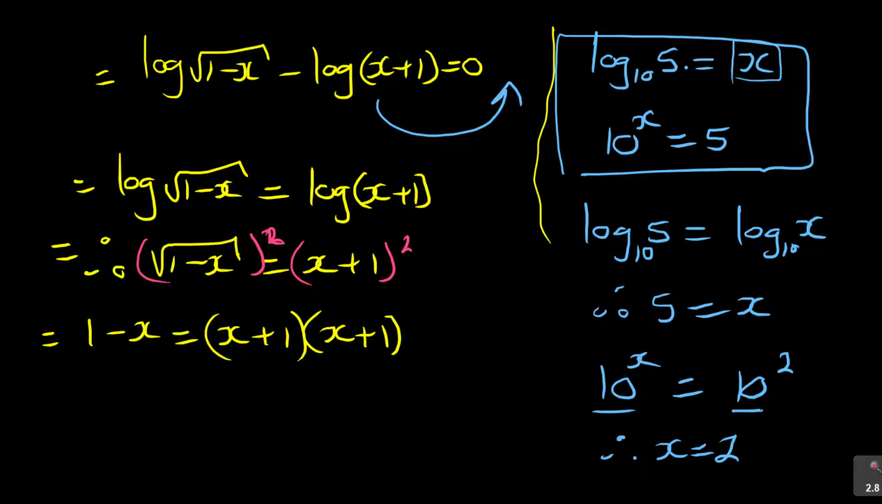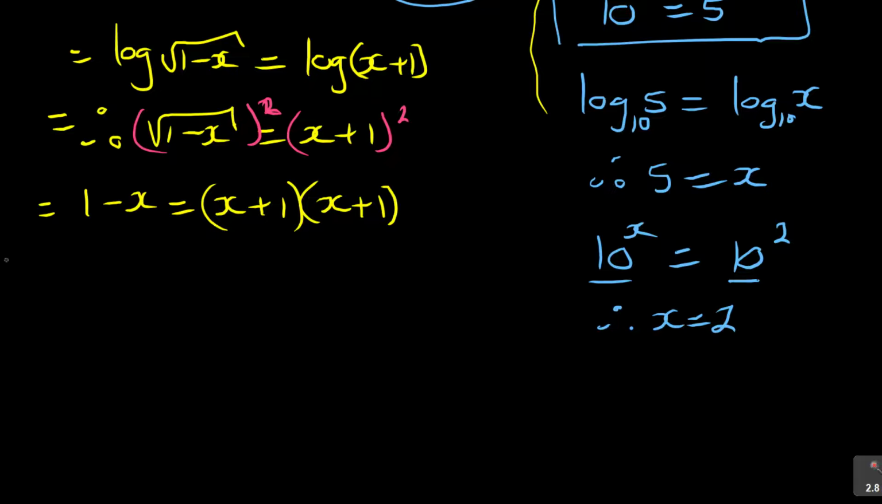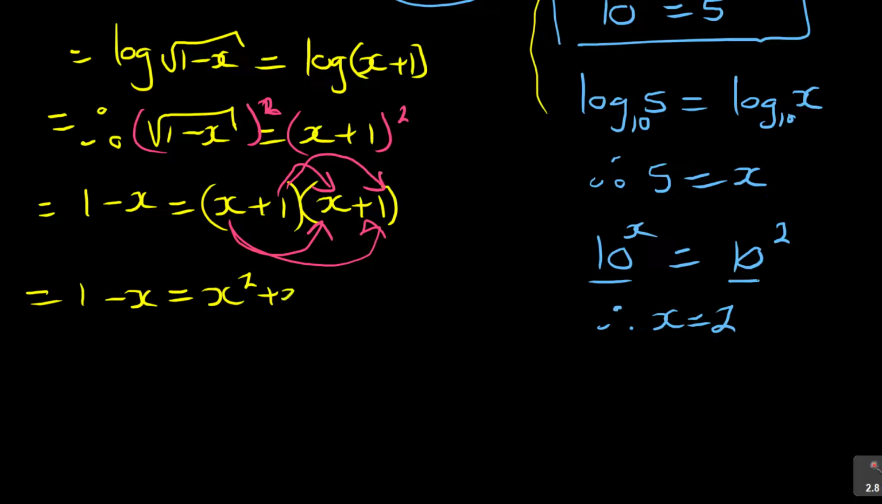Avoid the error of saying that x plus 1 squared is the same as x squared plus 1 squared. Avoid that. Don't be tempted there. Alright, so it's x plus 1, x plus 1. Then you are going to use the FOIL method to open up those brackets. That's what it simply means. So you're going to say 1 minus x is equal to x squared plus x plus x plus 1.